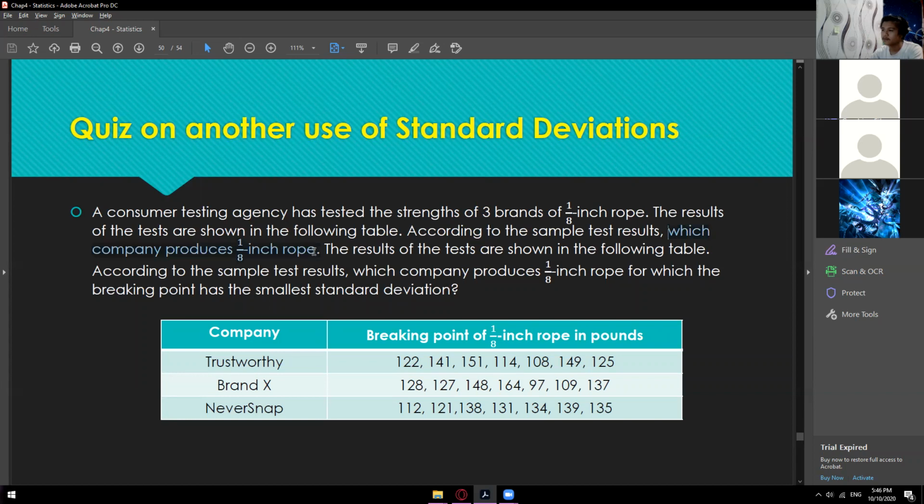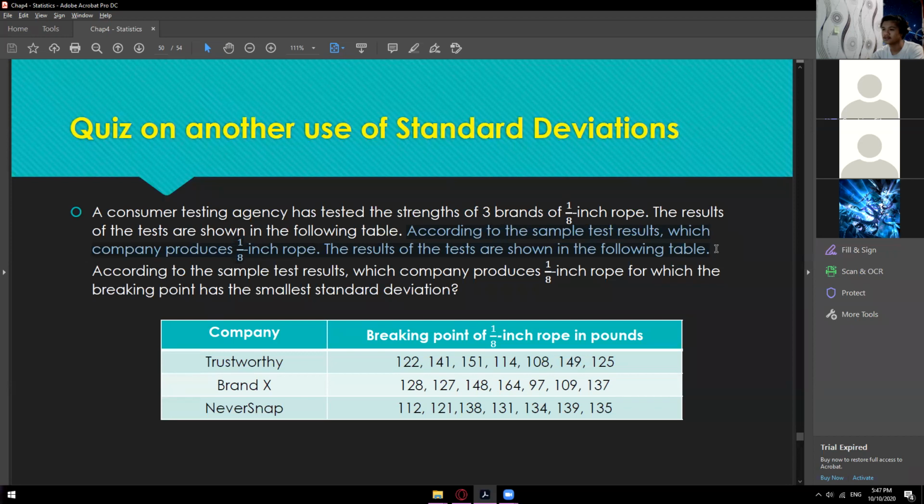So hindi ko alam kung dapat wala ba to. According to the sample ulit, test results. Yeah. So tanggalin nyo to. Okay. Na double type ko yata. Naulit ko yung question. So ito na kagad. According to the sample test results, which company produces 1/8-inch rope for which the breaking point has the smallest standard deviation? So remove this one.